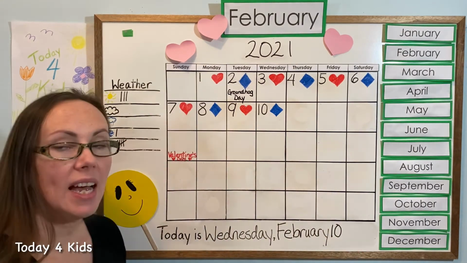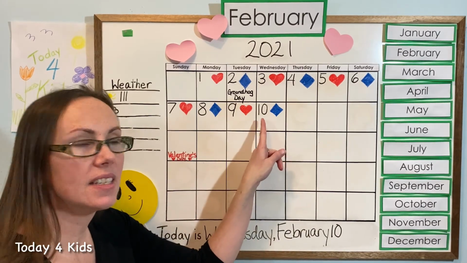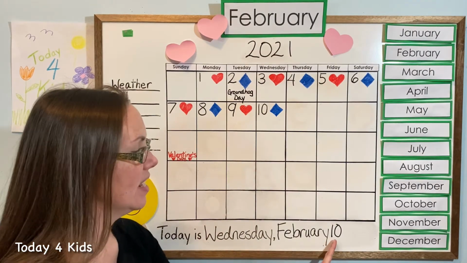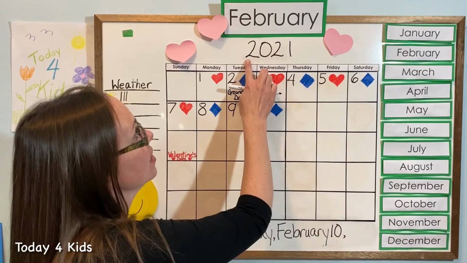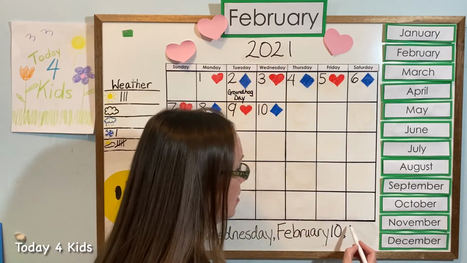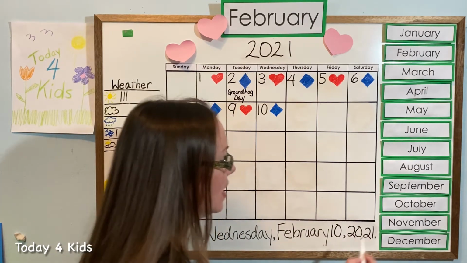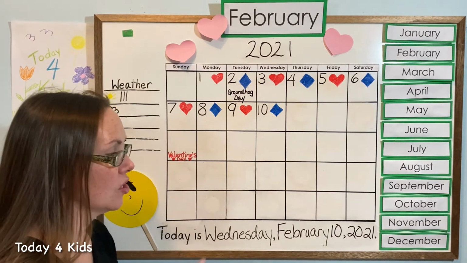1, 0. And when we count, we say 10, but when we put it into the calendar, we say the 10th. So today is Wednesday, February 10th. And then we put a comma, and then we're going to put in the year, 2021, and then a period. And that period tells us that that's the end of the sentence, and we're not going to say any more words. We're just going to stop talking.